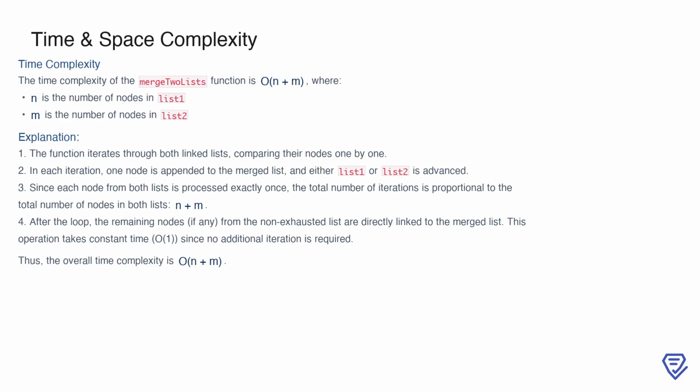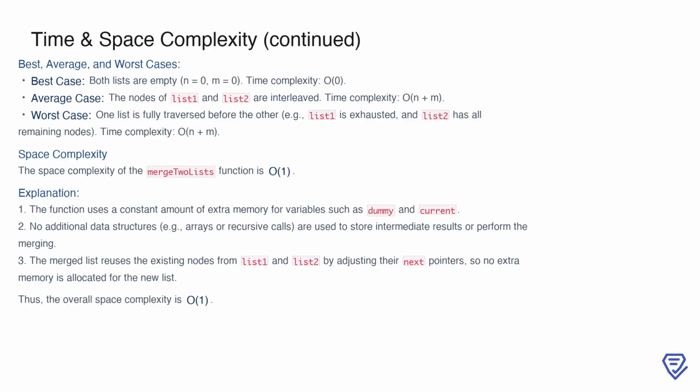At the end of the loop, any remaining nodes from the non-exhausted list are directly linked to the merged list. This final operation is done in constant time, O(1), since no additional traversal is needed. Therefore, the overall time complexity is O(n + m). In terms of specific cases, the best case occurs when both lists are empty, meaning n and m are both 0, resulting in a time complexity of O(0).